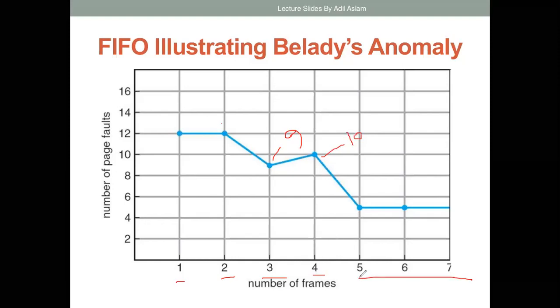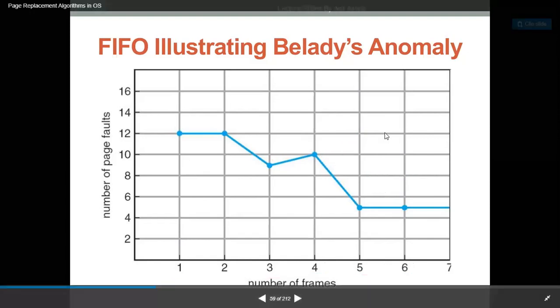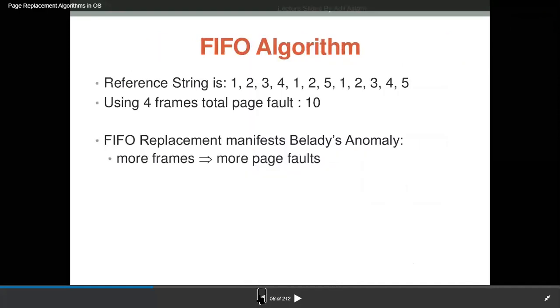So if the number of frames is 5, the page fault will be only 5. If the number of frames is 6, the page fault will be 5. So normally what happens is that if you increase the number of frames, the page fault decreases. Only the exception of first in first out, Belady's anomaly. So this is the one anomaly that we can see.